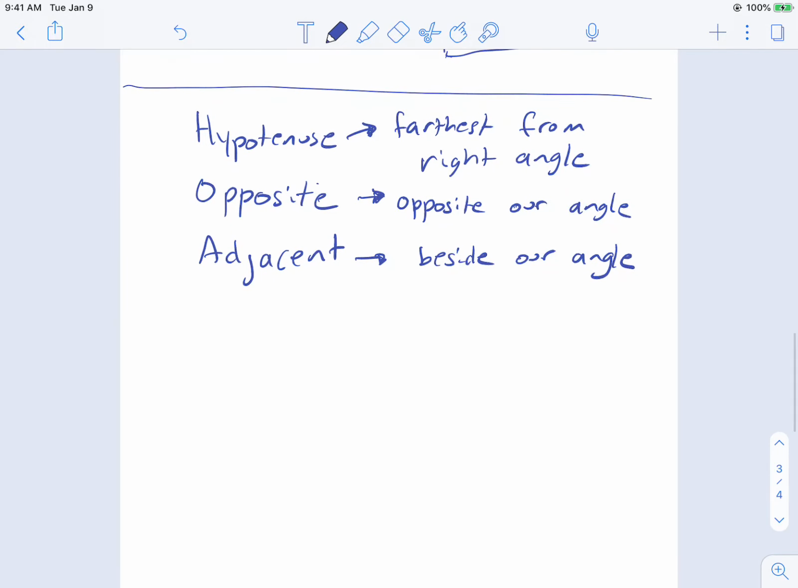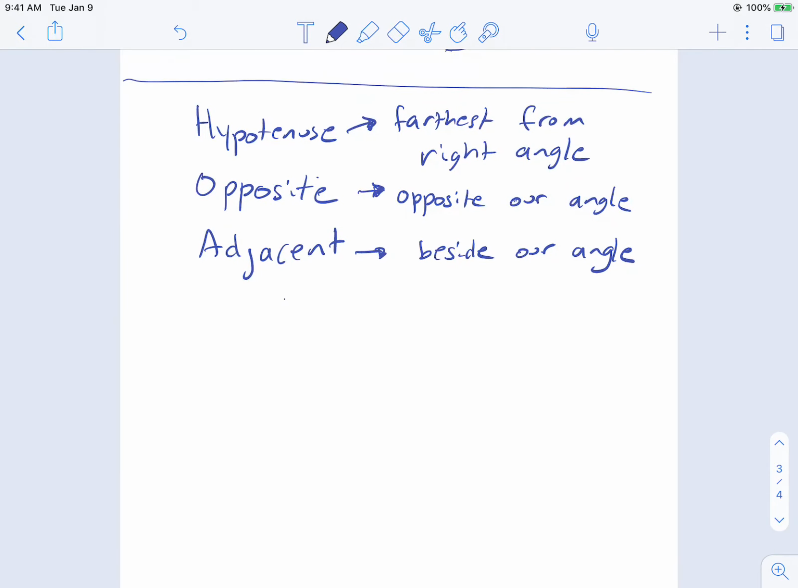So let's say I gave you a triangle that looks like this, and this is our right angle, and I said, okay, let's look at the triangle from here. So we'll say this is our angle of interest. Some people call it the reference angle. Some people call it the perspective, but we'll just call it our angle of interest. So this is where we're looking at our triangle from.